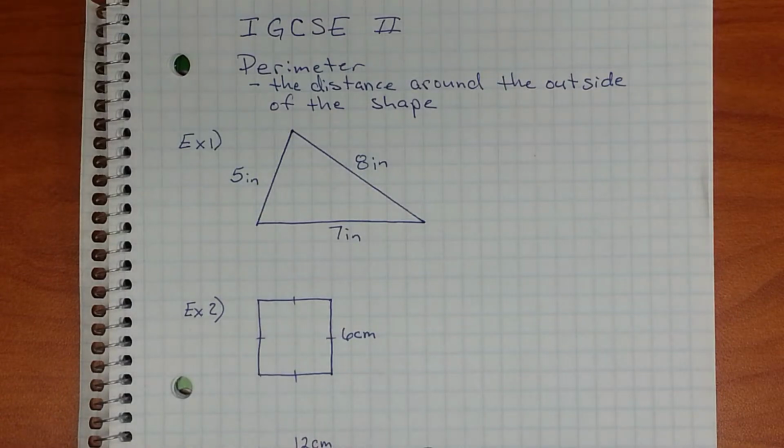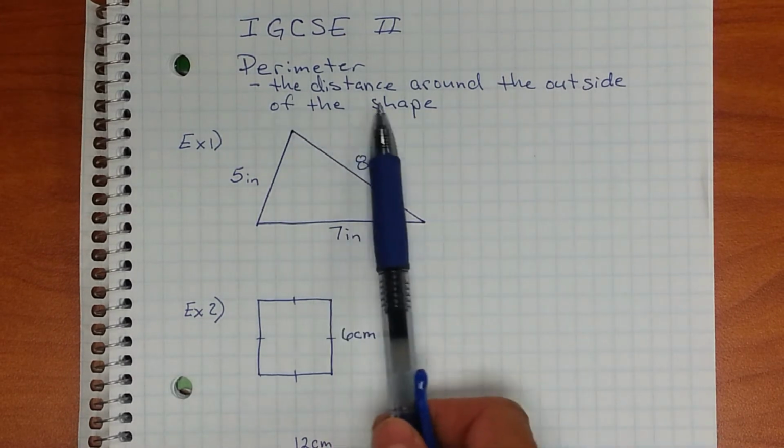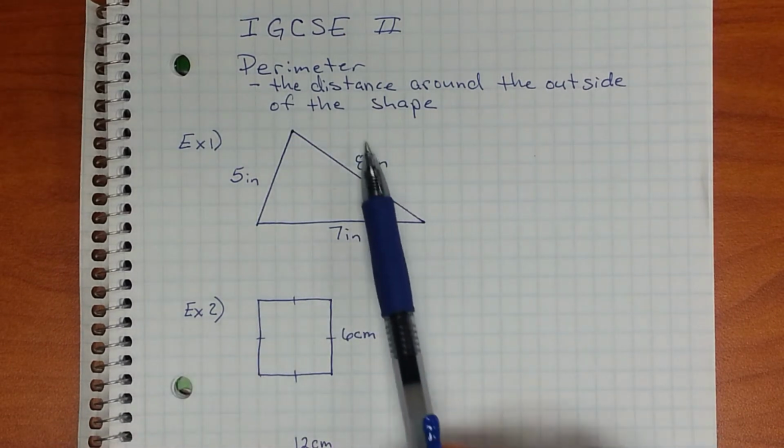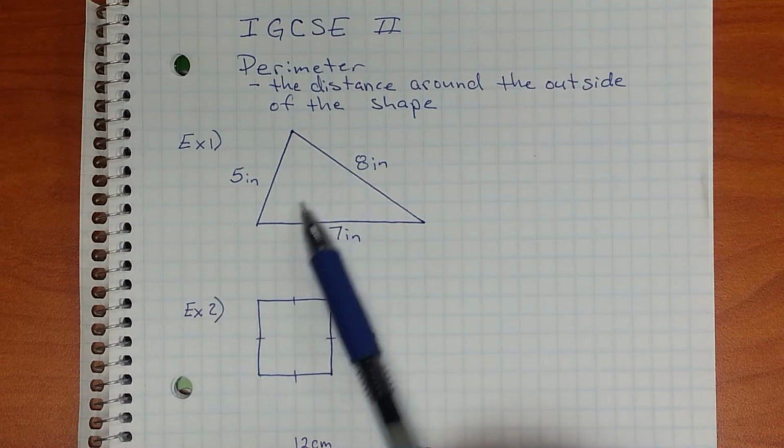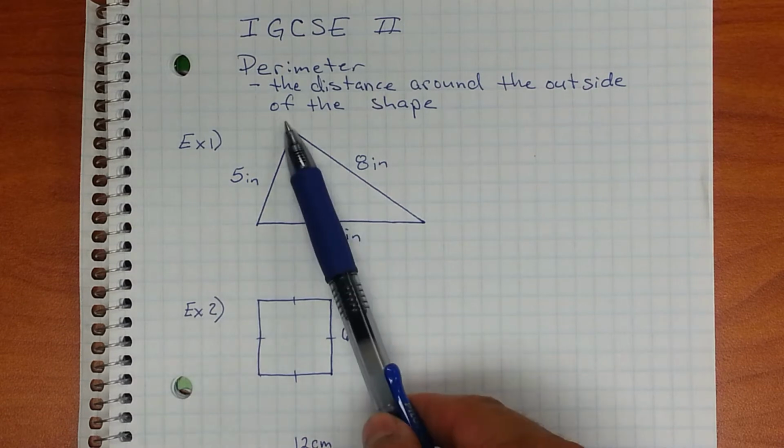Alright, this is Easy Math 2. We're going to be covering perimeter today. So right now, an easy working definition for perimeter is the distance around the outside of a shape. And so we might have some lines that actually go through the shape, but perimeter is only referring to the lines going around the outside.